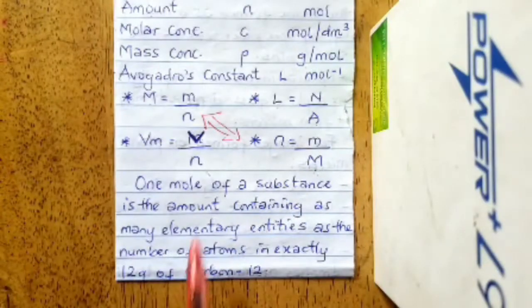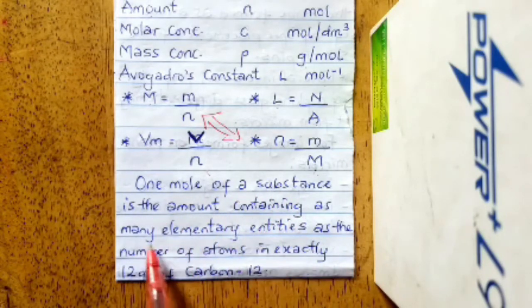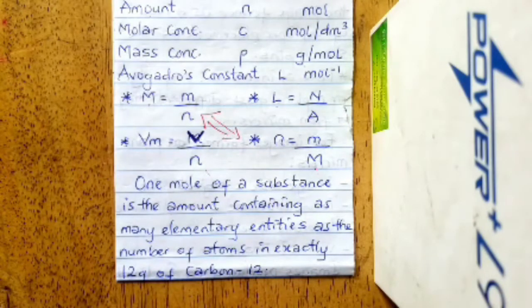What is a mole? We all know 1 mole of a substance is the amount containing as many elementary entities as the number of atoms in exactly 12 grams of carbon-12. I've explained this in previous classes, which I will implore us to check on the YouTube channel. So a mole of a substance is simply the amount containing as many entities as the number of atoms in exactly 12 grams of carbon-12.